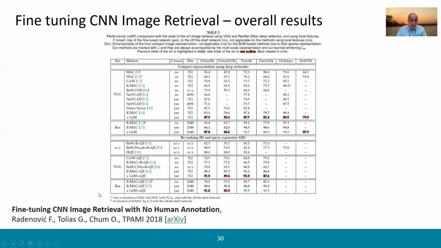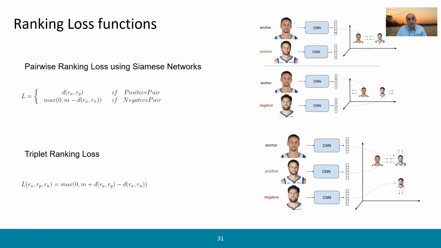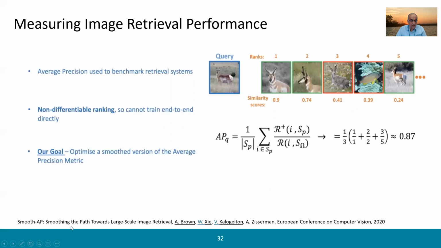Now we're going to go to the next topic, which is on rank loss functions. And we're going to talk about pairwise ranking and triplet ranking. We talked about these already. And this is what people have been using to train these neural networks for ranking for retrieval. And in this paper, which I'm going to talk about, Smooth-AP, smoothing the path towards large scale image retrieval, I'm going to talk about doing this by minimizing average precision. And this was a paper which appeared in the European Conference on Computer Vision in 2020.